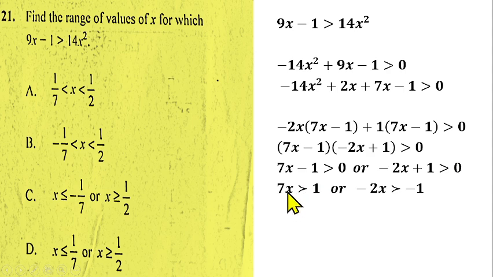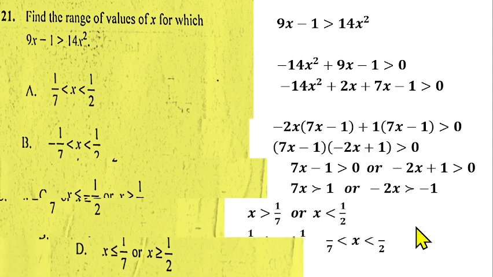So divide both sides by 7 here, you'll have x is greater than 1 over 7, or if you divide both sides by minus 2 here, you'll have x is less than half. So if you convert this to a single inequality now, it should be between this and this one. 1 over 7 is smaller than 1 over 2. So this one will be at the left hand side, this one will be at the right hand side. So if x is greater than 1 over 7, that means 1 over 7 is less than x, less than 1 over 2, which makes option A the correct answer for question number 21.